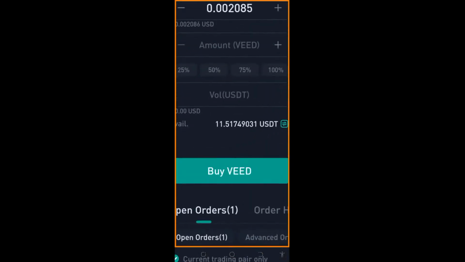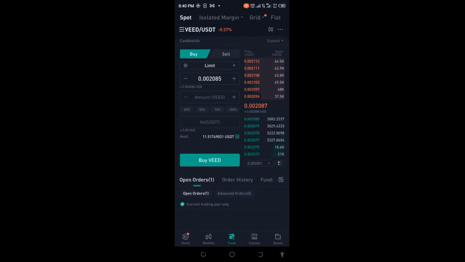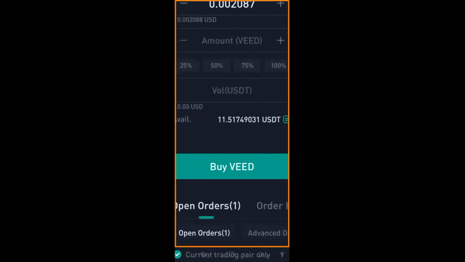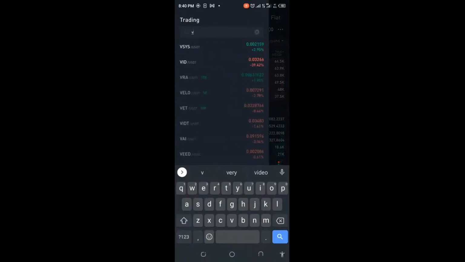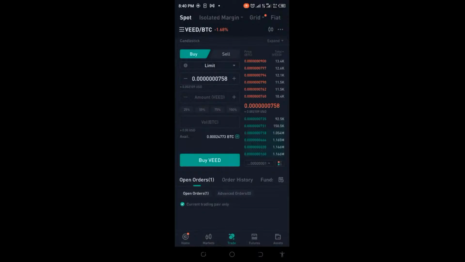We have 11.51. Actually, we should have gotten more, but as you can see, the price has been fluctuating up and down. We were able to sell it at 0.002085. That's how much we sold it. Now it changed to 87. It will keep on going up and down, right? Now, the truth of the matter is we started out this trade with 11.47, okay? And what took time was that we were waiting in VID BTC, and it was taking like forever.